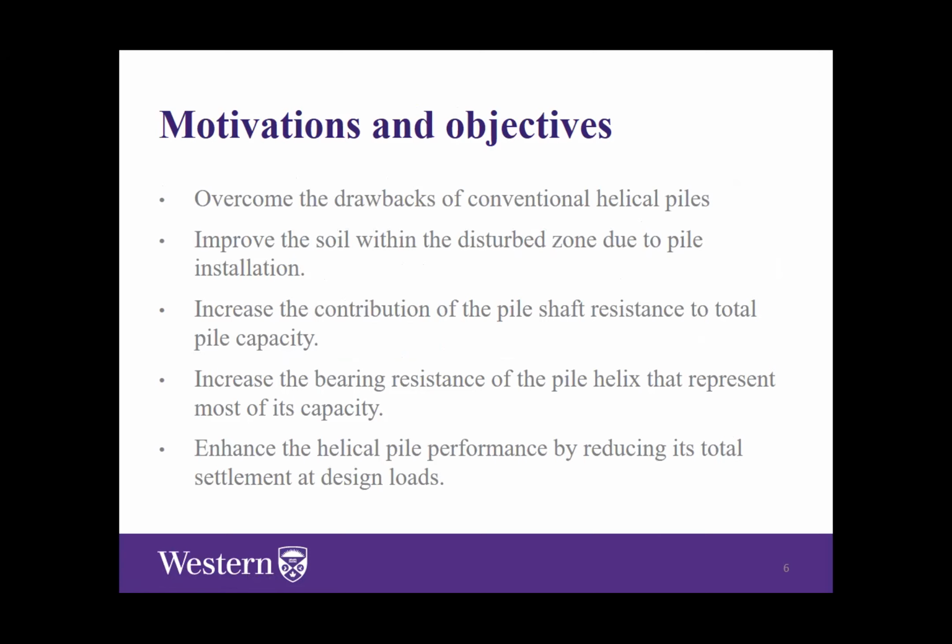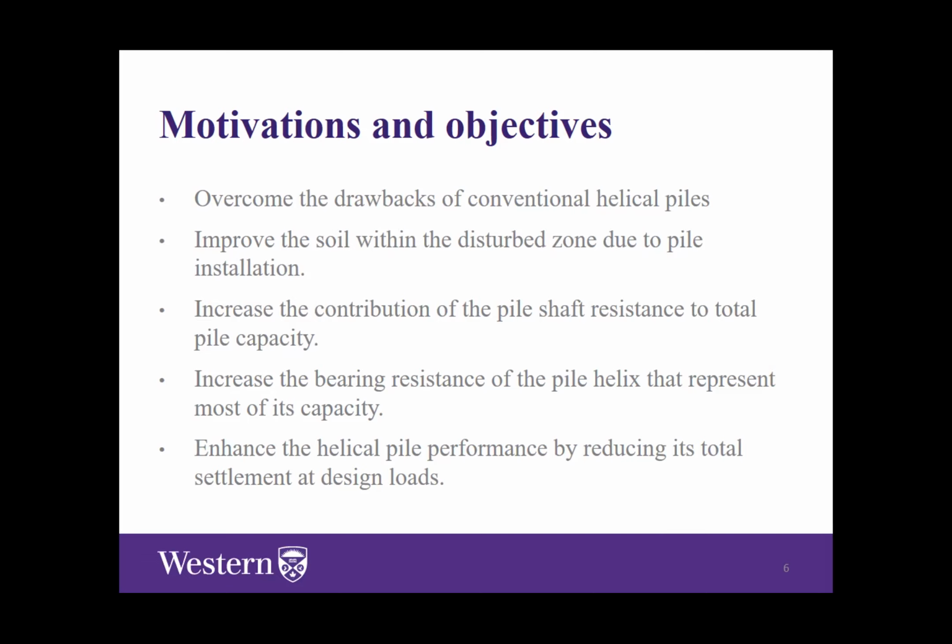So what is the motivation and the objective of the grouted helical pile? Why do people think we need to fix these drawbacks of the conventional helical pile? First, we need to overcome the drawbacks of the conventional helical piles. We need to improve the soil within the disturbed zone due to the pile installation. We want to increase the contribution of the pile shaft resistance to the total pile capacity. We want to increase the bearing resistance of the helical plate if we can, because it represents most of the pile capacity. We can enhance the helical pile performance by reducing the total settlement at the required design load.